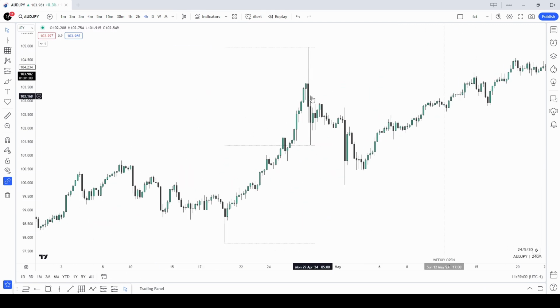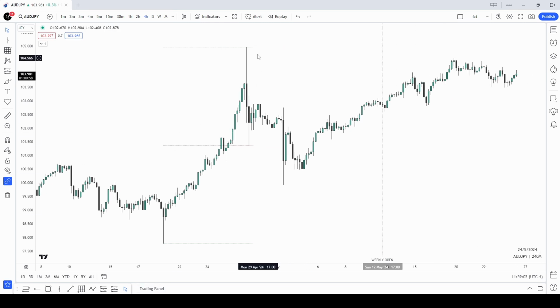Once we do wick away and start to trade lower, this becomes our range. So we measure this low all the way up to this high. Then we take our 50% level. Above 50% is considered a premium, and that is where we want to be looking for shorts. Below 50% is considered a discount.